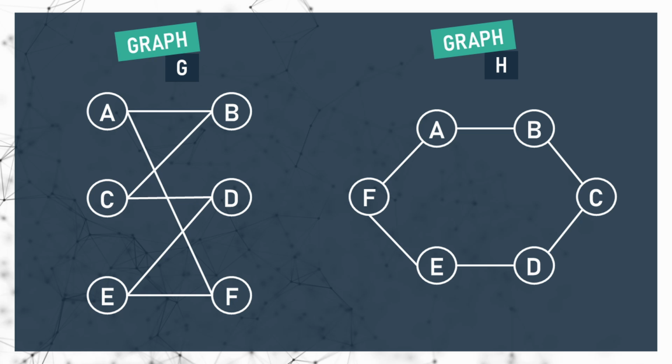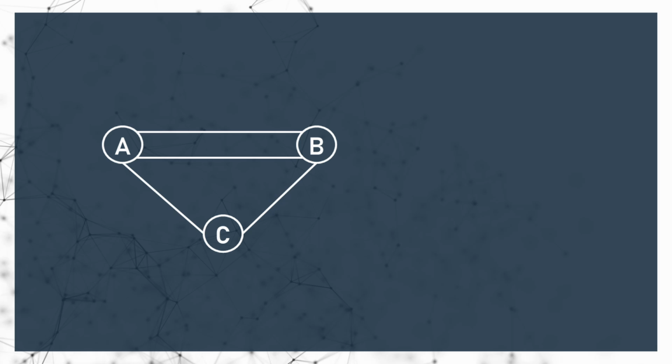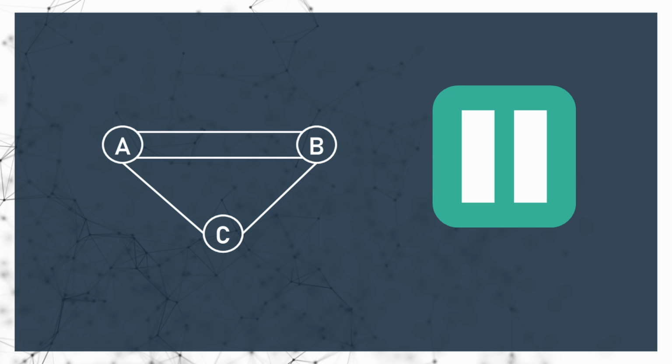Before we close, I would like you to try to write another adjacency matrix. Consider the graph with vertices A, B, C, and 4 edges. What is the adjacency matrix of this graph? You can pause the video now and try to write it yourself.